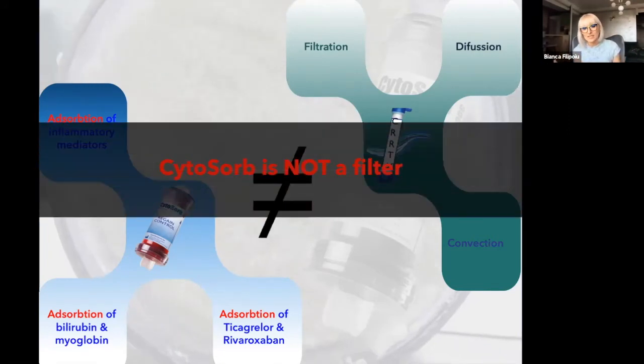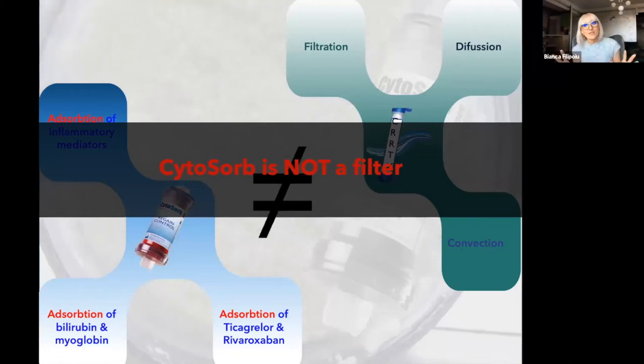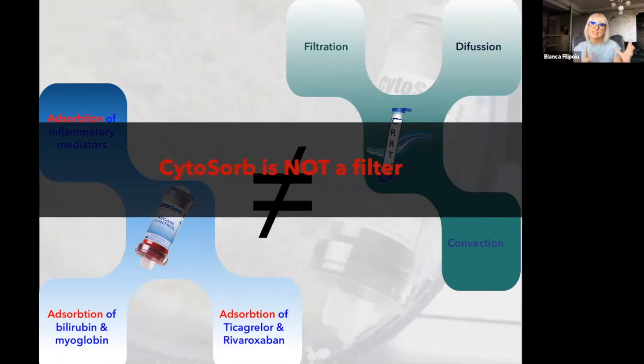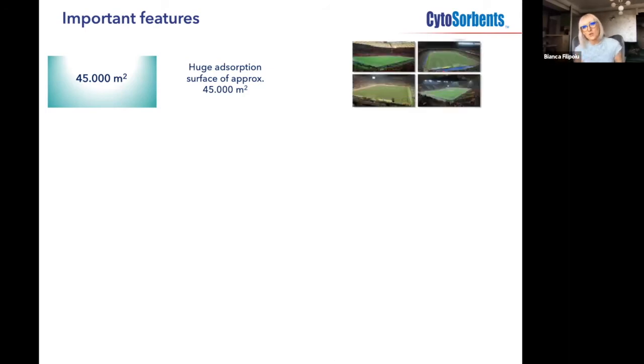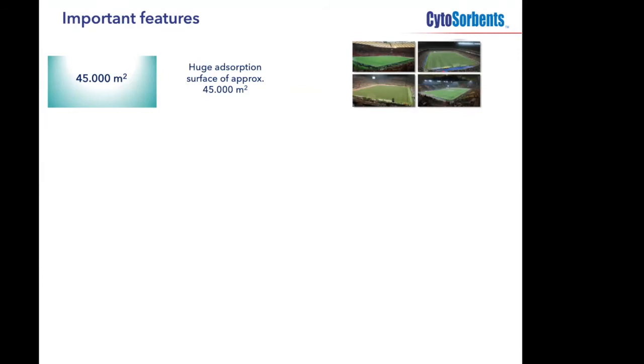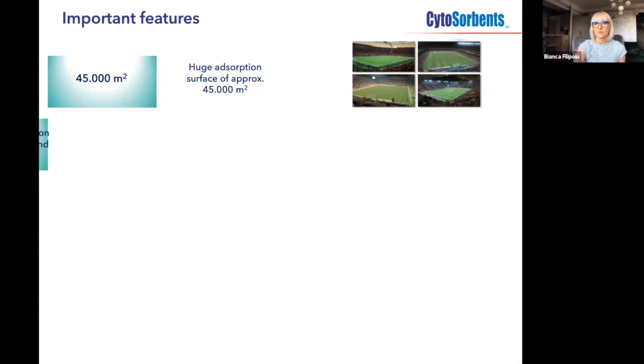So Cytosorb, it's not a filter. And a big difference between a dialysis filter, whatever it will be, and Cytosorb, it's the surface. Cytosorb has a surface, if we measure all those beads, of around 45,000 square meters. If we compare this surface with the surface of a filter, which is roughly 2 square meters, the difference is huge. So basically inside of Cytosorb, we have a kind of 4 soccer fields of adsorption available for removing substances from the blood.